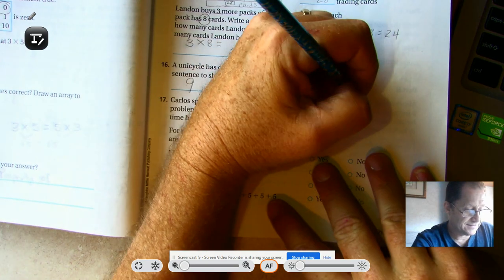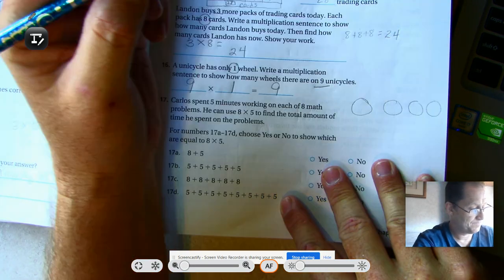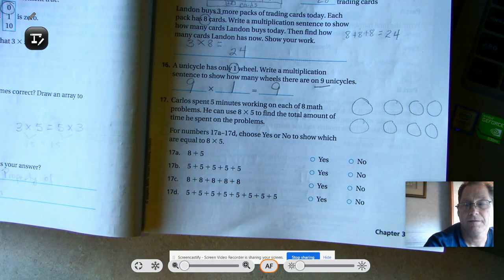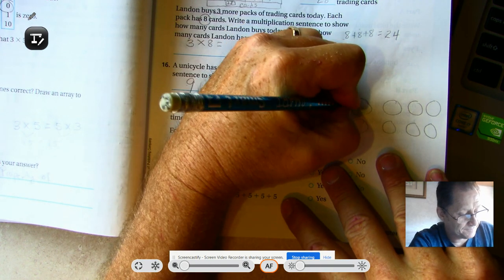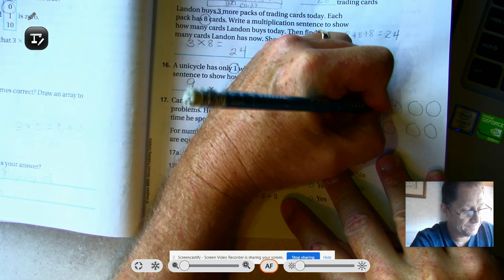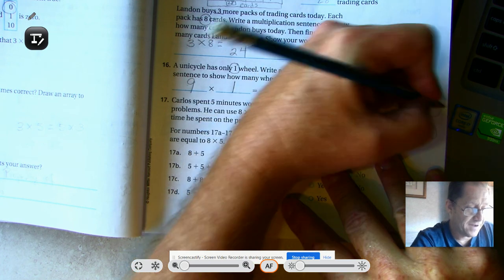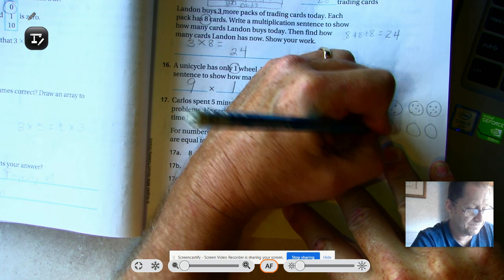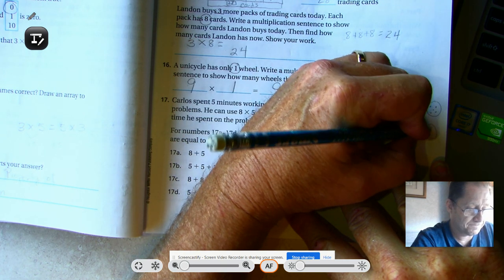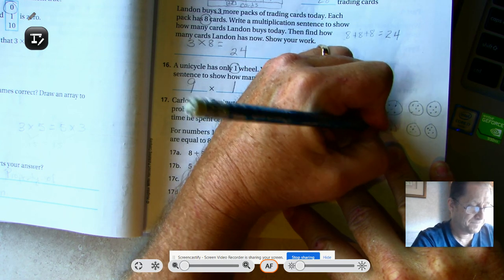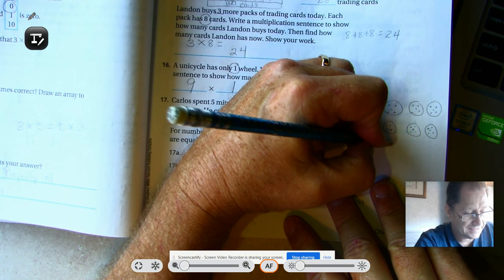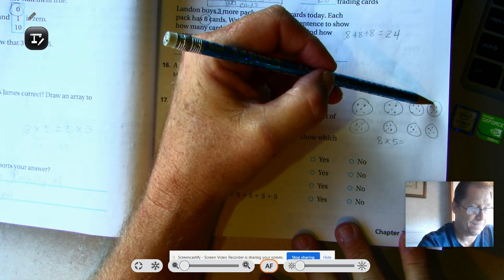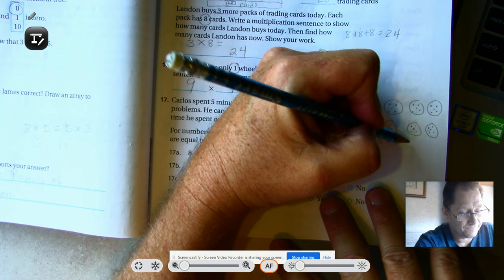So let's quickly do this. So the 8 math problems, I'm going to represent with 8 circles. Each one took him 5 minutes. So the dots represent the 5 minutes per problem. And so our picture shows 8 times 5, as they said in the problem. 8 sets of 5. 5, 10, 15, 20, 25, 30, 35, 40.